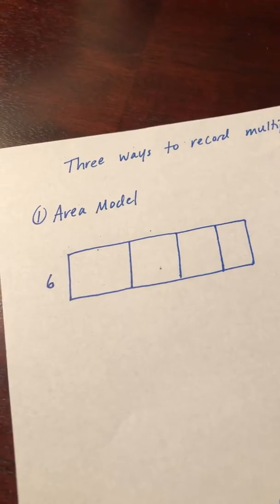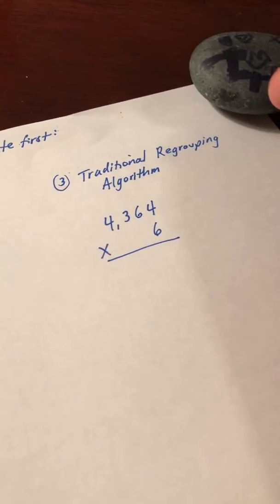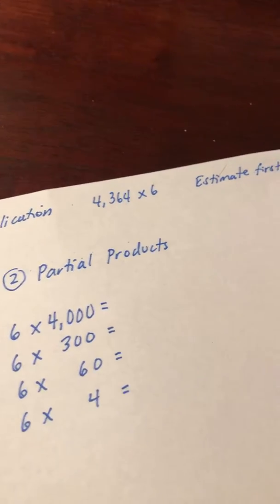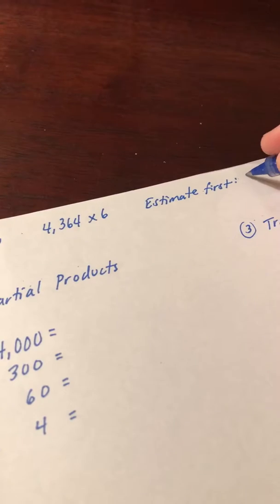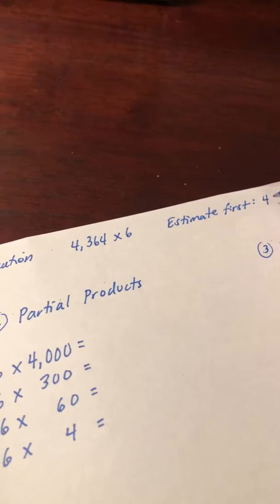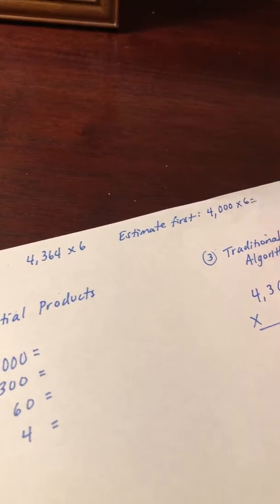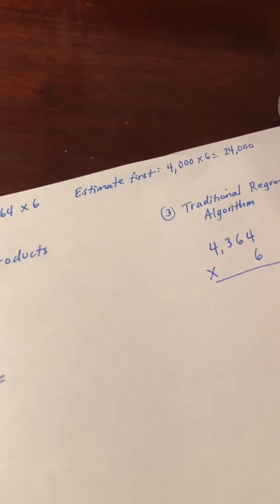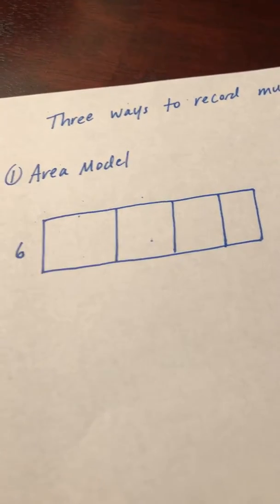All right, so these 3 strategies are going to be our area model, partial products, which is an extension of the area model, and the regrouping algorithm. We're going to use 4,364 times 6 as our problem, and we're going to estimate first. The importance of estimating first is to make sure that our answer ends up being reasonable and that it's in the right magnitude. So I'm going to round 4,364 down to 4,000. Multiply it times 6. That's going to give me 24,000, which means my answer should be somewhere in the mid 20,000s. And we'll make sure that I'm 100% correct, but I'll be able to catch a mistake if I'm way off.